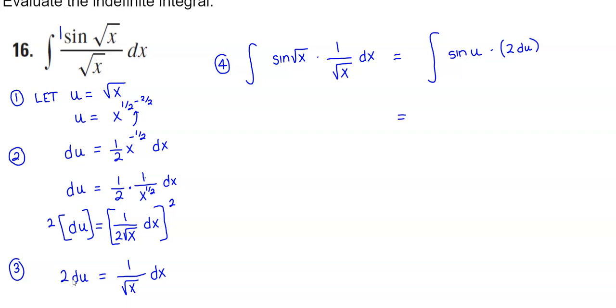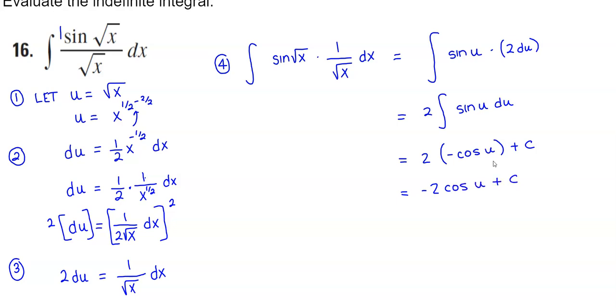Now we're going to go ahead and factor out the constant, which is 2. And then we're going to integrate the sine of u du. Now the next step is, what is the antiderivative of the sine of u? Well, the antiderivative of the sine of u is negative cosine of u. So that's 2 times the negative cosine of u plus c. Now we're going to factor out the negative sign. So we have negative 2 times the cosine of u plus c.